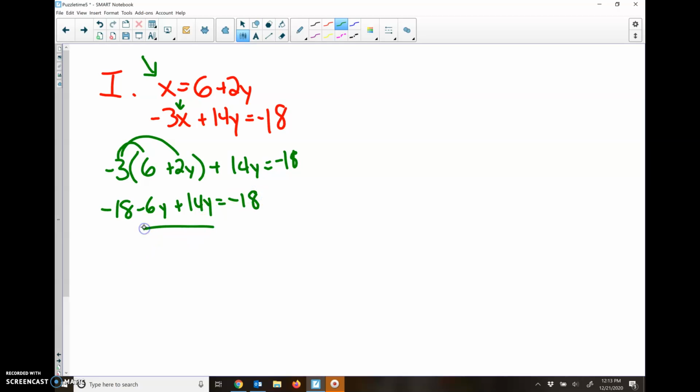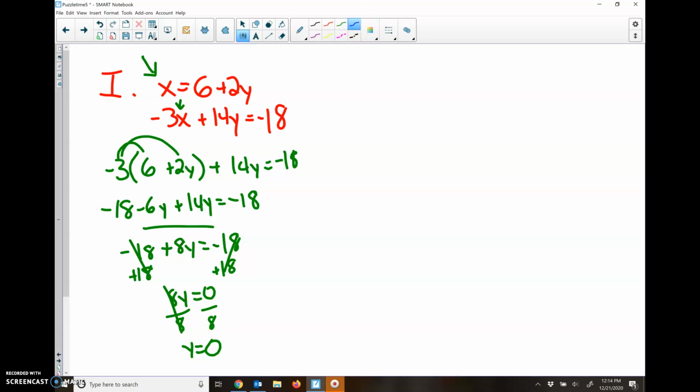So once I get my y's together here, negative 6y and positive 14y equal a positive 8y. And then let me get my numbers together. So it's a minus 18, so I'm going to add 18 to both sides. And I end up with 8y equals 0. So divide both sides by 8. We figure out that y equals 0.